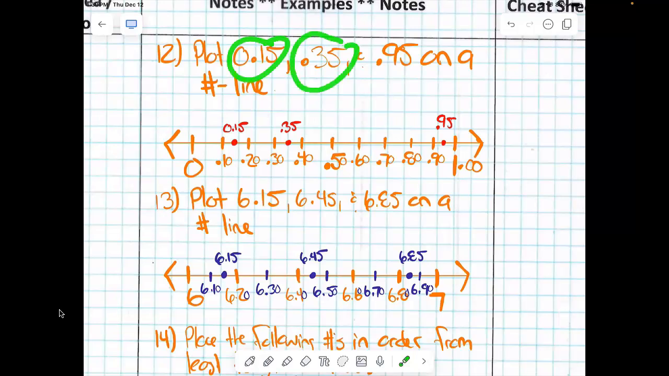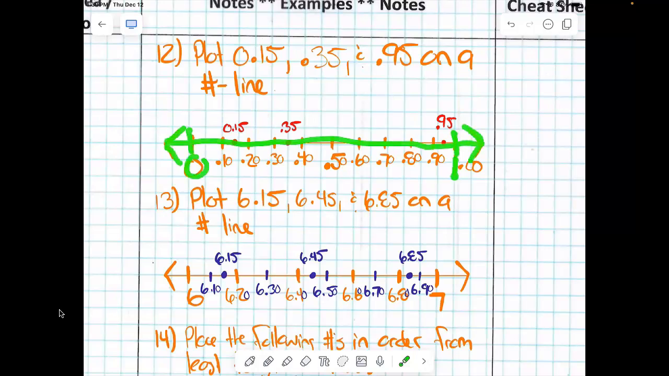I asked you to plot these 3 decimals. I had you draw a number line. So I gave you a number line like this. I gave you 0, I gave you 1, and I gave you 0.5. That's all I gave you. And you needed to put these numbers on that number line, right? Yes. I did actually, I'm sorry, I gave you a little bit more. I gave you all of these tick marks.